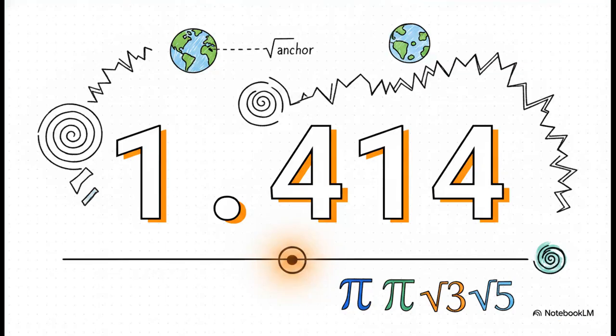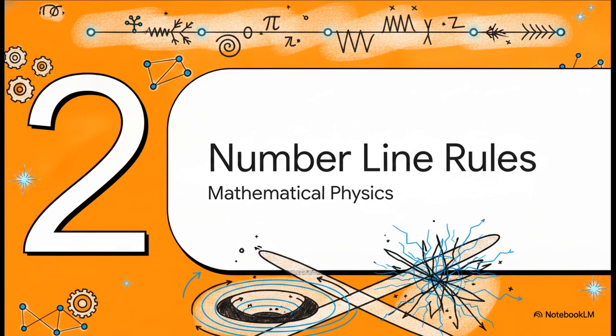But here is the wild part. Even though it can't be written as a perfect fraction and its decimals just loop and go on forever without ever repeating, the square root of 2 still anchors itself to a fixed physical spot on our glowing number line, right around 1.414. It actually exists. And along with other crazy numbers like pi, root 3, and root 5, these irrational numbers claim their permanent space in reality.